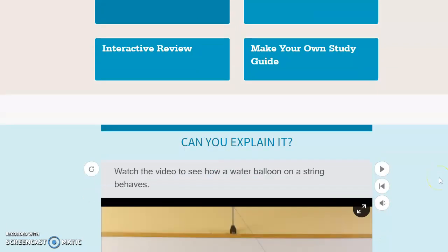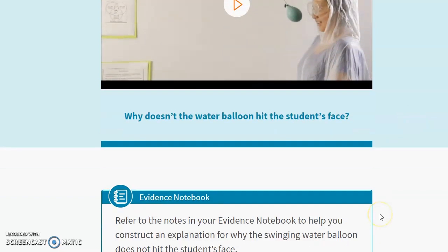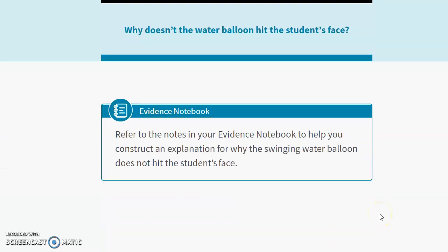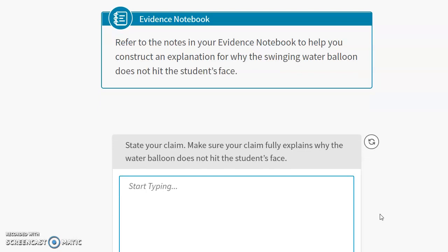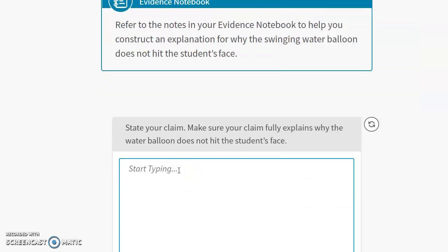Okay, 8th grade lesson self-check. We want to explain why the water balloon will not hit her in the face. So why doesn't the water balloon hit her in the face? We have to give our claim now that we know about kinetic and potential energy.